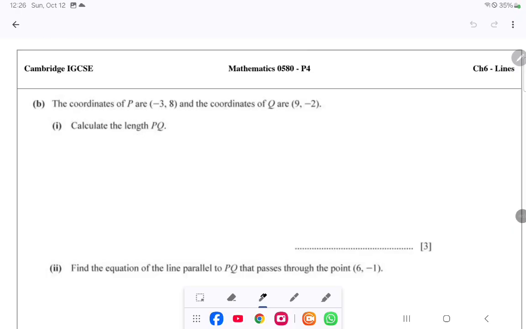Now part B, the coordinates of P are negative of 3 comma 8 and the coordinates of Q are 9 comma negative of 2. Calculate the length PQ. We know the distance formula, which is PQ distance is the square root of x2 minus x1 square plus y2 minus y1 square.